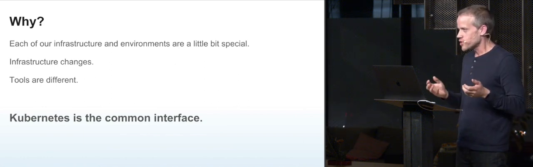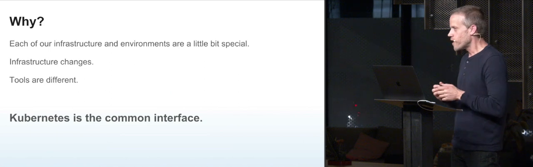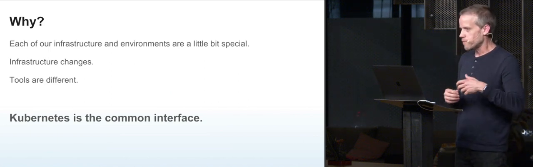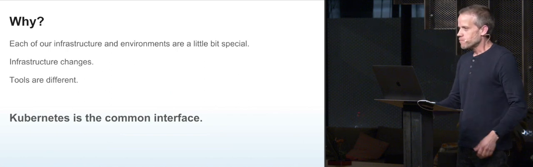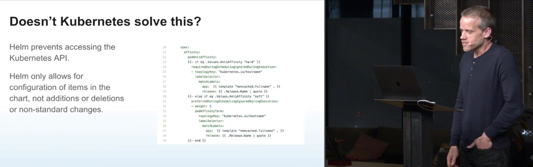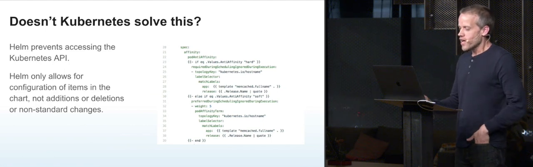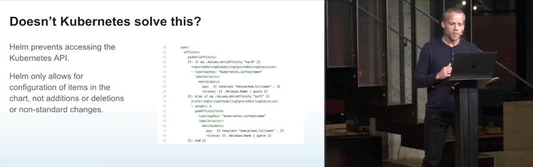But traditionally, that's been a challenge with software all along. Kubernetes has now created a standard interface, a standard API for how software should be able to interact with the runtime. So why doesn't Kubernetes actually solve this in this case? Well, Helm is actually kind of getting in the way of solving it. Helm only allows you to access the part that's templated.